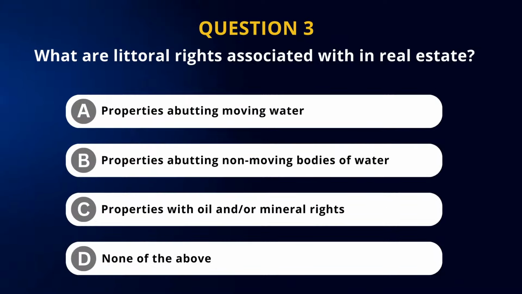Question number 3. What are littoral rights associated with in real estate? Letter A, properties abutting moving water. Letter B, properties abutting non-moving bodies of water. Letter C, properties with oil and or mineral rights. Letter D, none of the above.